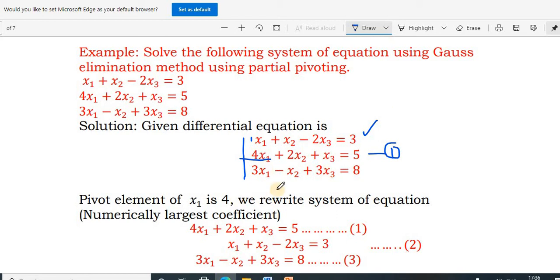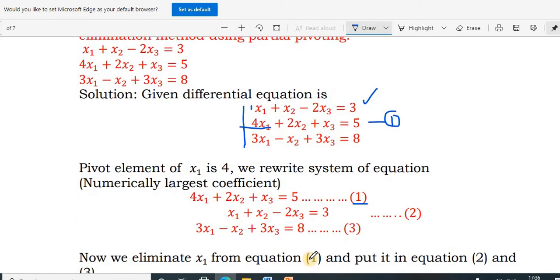So I rearrange my system. I take my equation 1 as 4x1 plus 2x2 plus x3 is equal to 5, which I take first because it has the numerically largest coefficient for x1. Then the remaining equations: x1 plus x2 minus 2x3 is 3, and 3x1 minus x2 plus 3x3 is equal to 8. This is my equation 3.